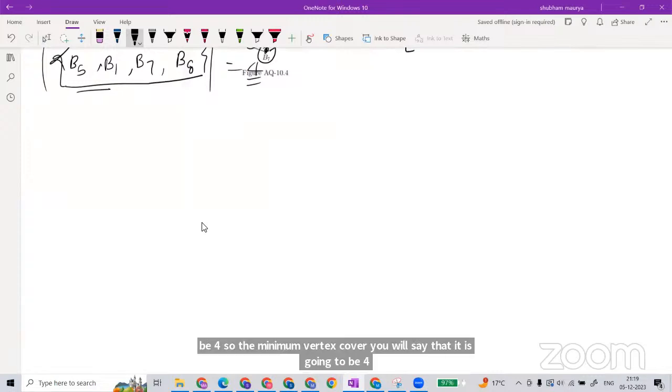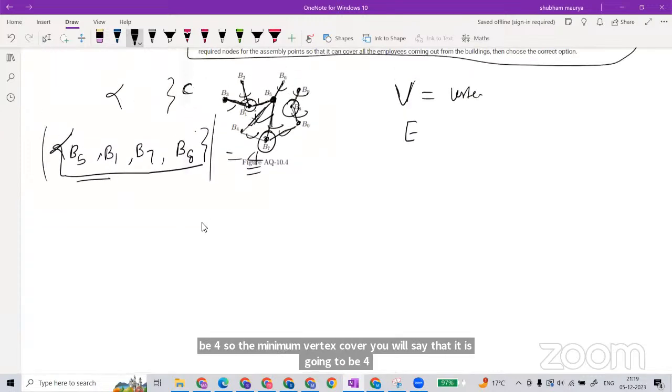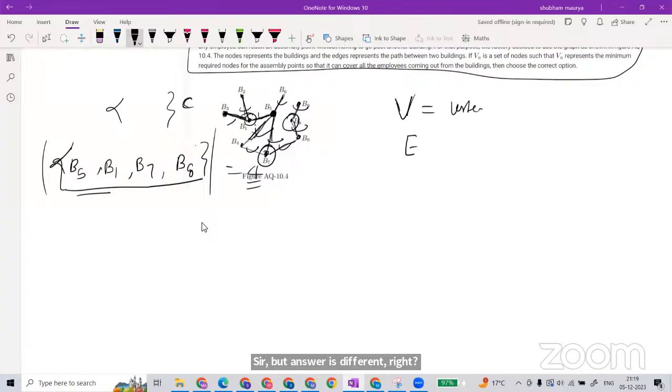Sir, but the answer is different, right? It could be B1, B5, and B8, so it could be different. Either it could be B9 or some different vertex. If you choose B5, then somebody else will choose B4 and B0. Like this they will choose differently, but if you count the cardinality, it will become 4.